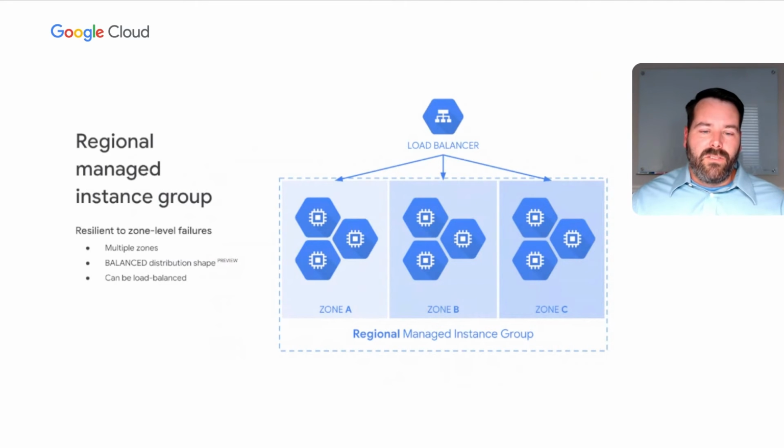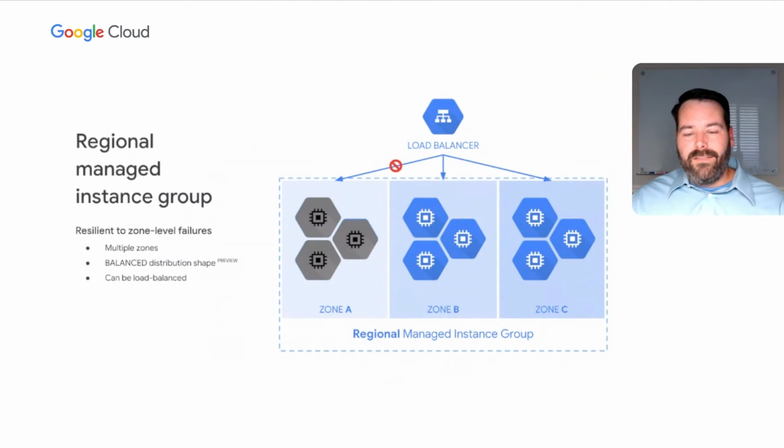Regional managed instance groups spread the instances evenly across multiple zones in the region. Should one zone fail, the instances in the other zones will keep serving. The load balancer stops sending traffic to the failed zone and will distribute the requests among the remaining healthy zones.